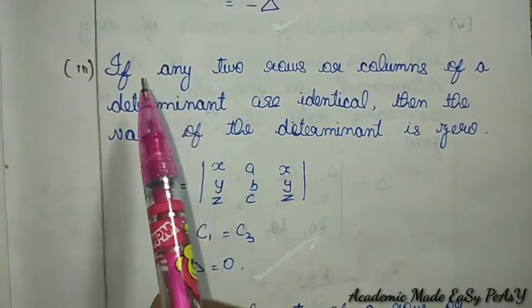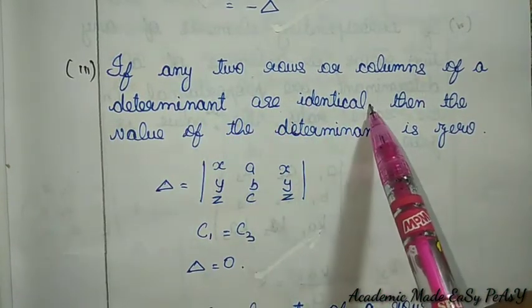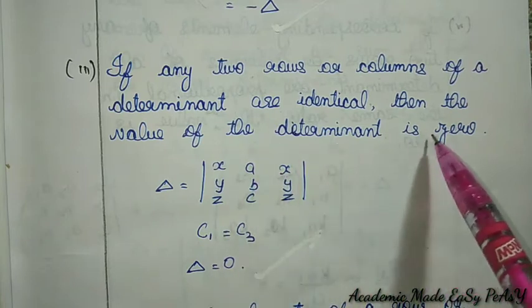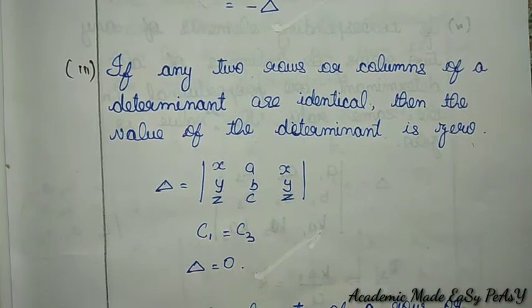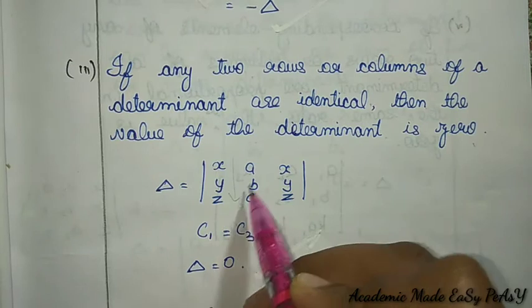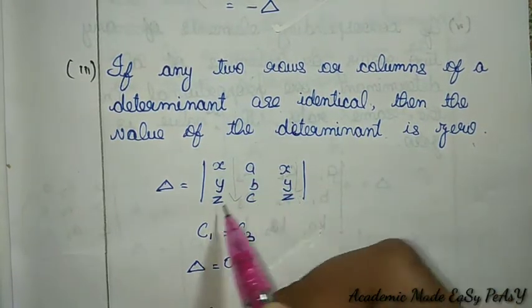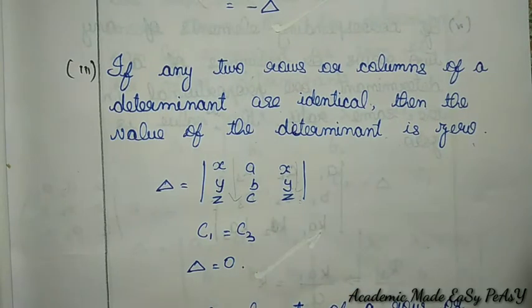The third property is, if any two rows or columns of a determinant are identical, then the value of the determinant is 0. See, identical means what? Same as it is, isn't it? So a determinant is given. Just take in columns XYZ, ABC, XYZ. These two are identical. Then it is automatically 0. This is a proven fact. If we do sums, it will be easy for us to understand it more.